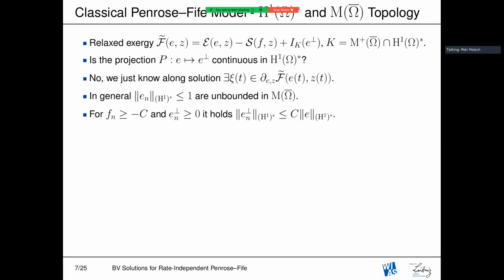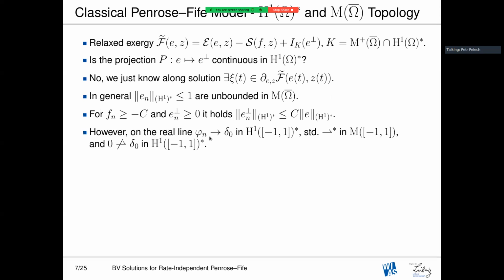And the only positive thing we know is that in a special case, which luckily we are in, if the absolutely continuous parts are bounded from below and the singular parts are non-negative, then we have boundedness. Then the projection is a bounded map. But the projection is not linear, it's not defined on a linear space, so non-continuity follows.